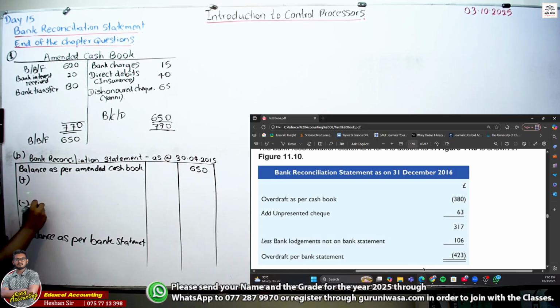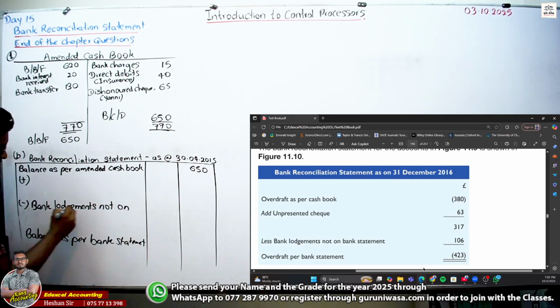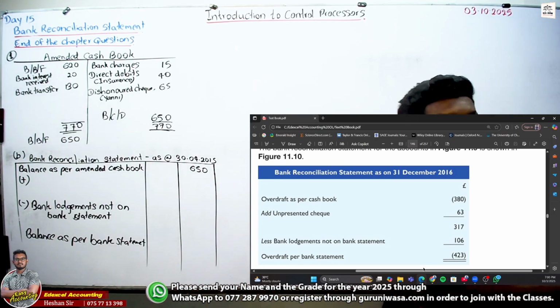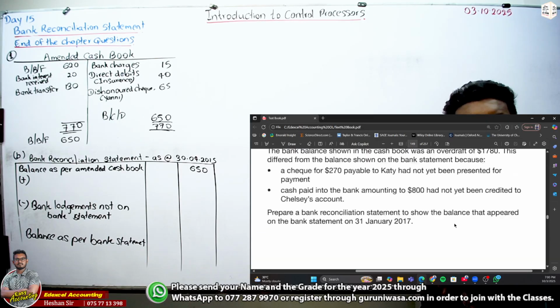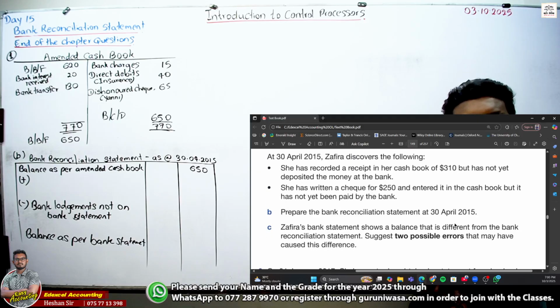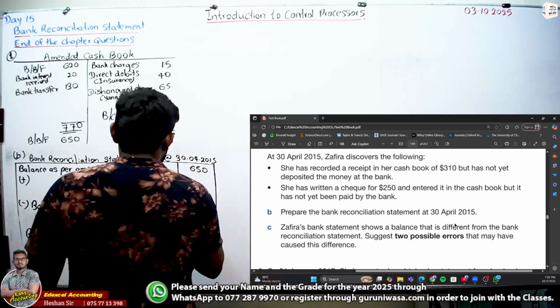Bank lodgements not on bank statement, which in other words means deposited but not yet realized. Right? How much is the balance? How much? Sorry, 310. Next one.